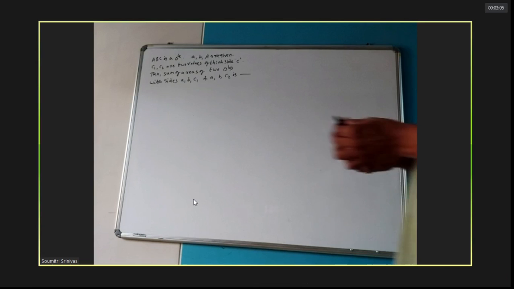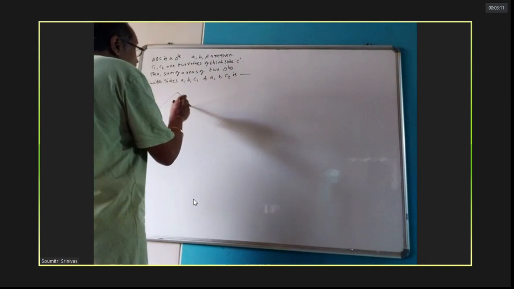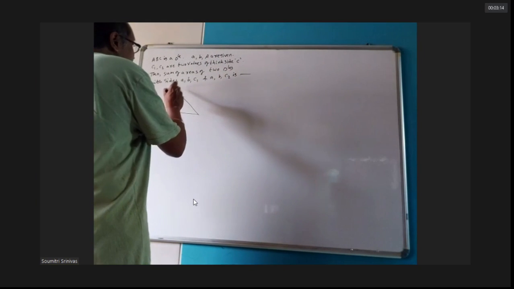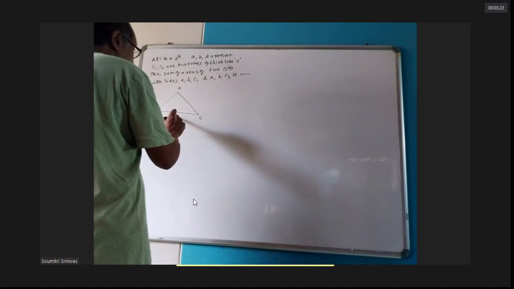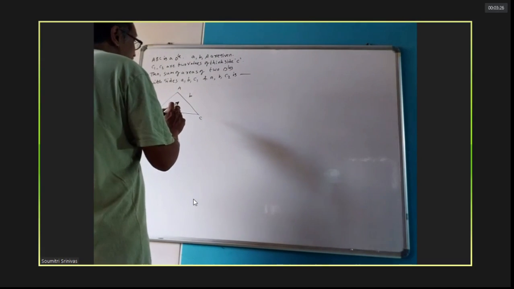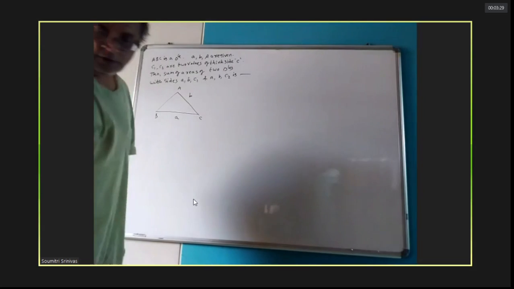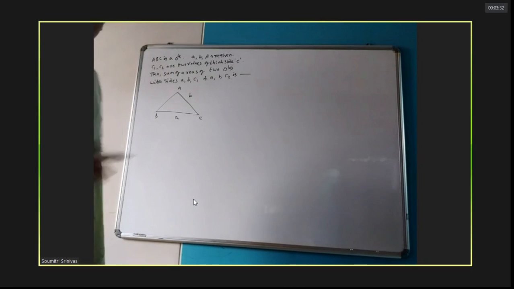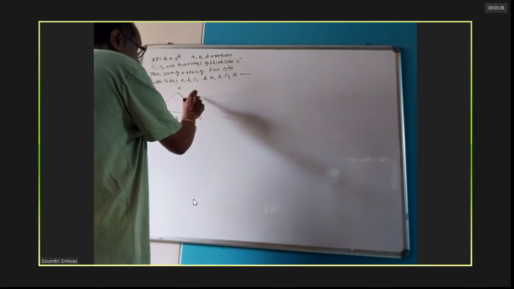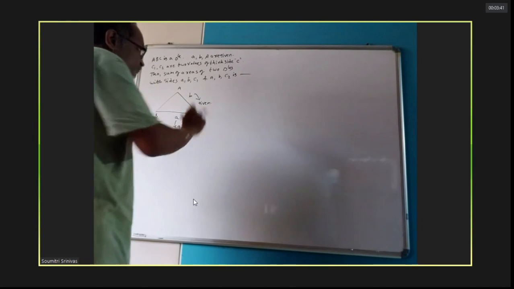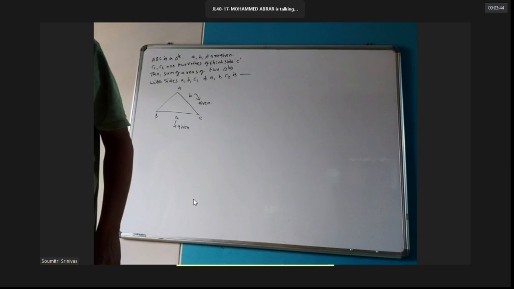Since small a, small b and angle A are given, what do we have to use? Triangle ABC, what are given to you? Small a, small b, and angle A are given to you. So which one will you use? Sine rule.